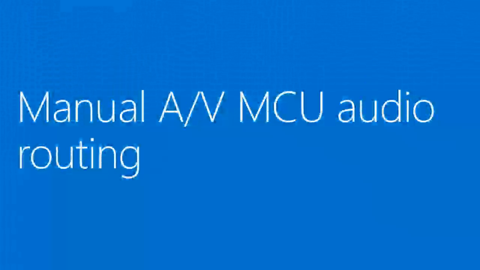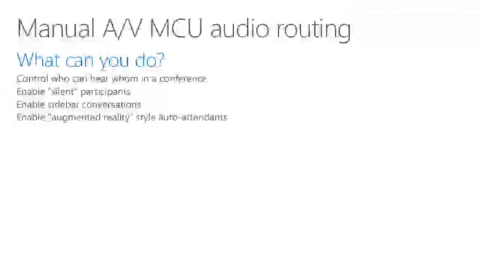Okay, so we'll talk now about manual AVMCU routing. How many of you have used manual audio routing before? So this will be new to all of you. This was introduced in UCMA 3.0. And what it allows you to do is to change who can hear what other participants in a conference.